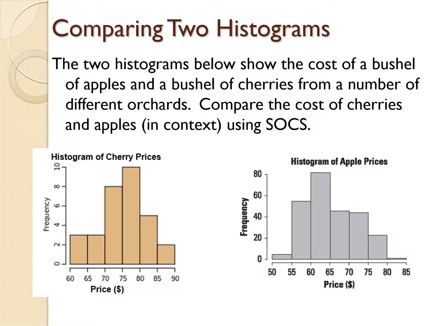Now here we have another SOCS question, except that in this case it's asking us to compare the two histograms. And when it's asking us to compare, we need to make sure that we use comparative language, meaning more than, less than, the same as, different than, etc. So we have the histogram on the left showing cherry prices, and the one on the right showing apple prices.